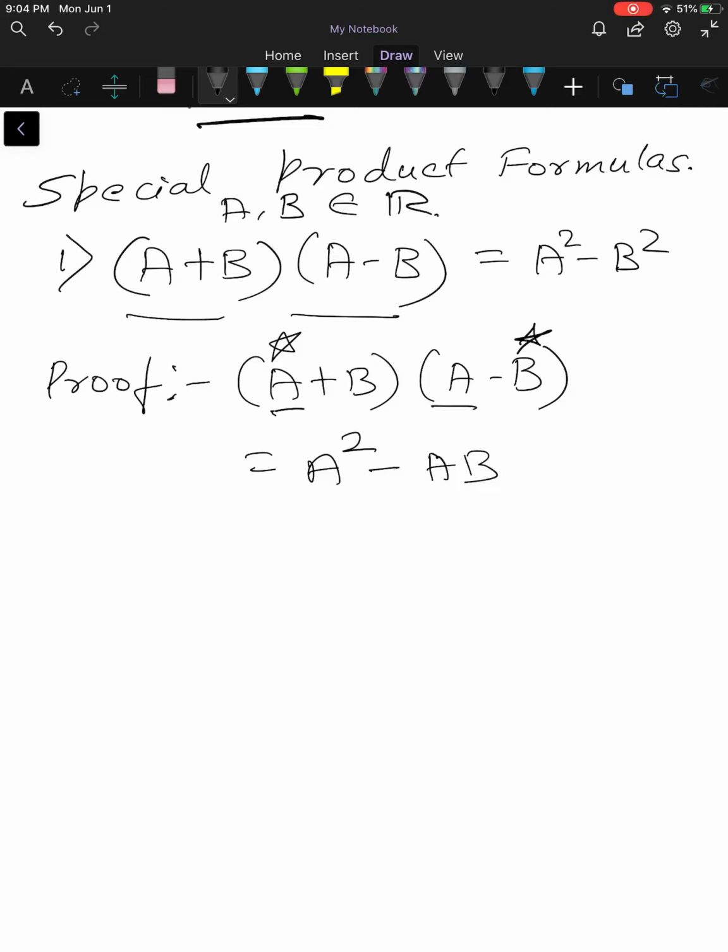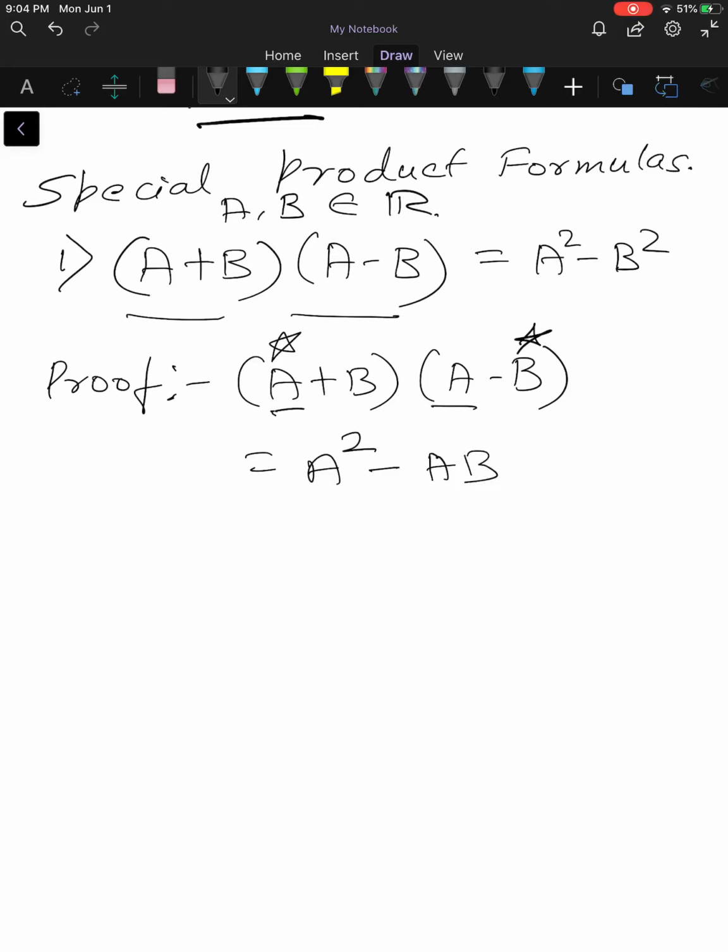and you can check that it would be equal to this expression. Third one: a minus b the whole square is equal to a square minus 2ab plus b square. I am repeating it again and again: it is very important that you learn these formulas by heart. Fourth, a plus b whole cube is equal to a cube plus 3a square b plus 3b square a plus b cube. This can also be written as a cube plus 3ab of a plus b plus b cube.